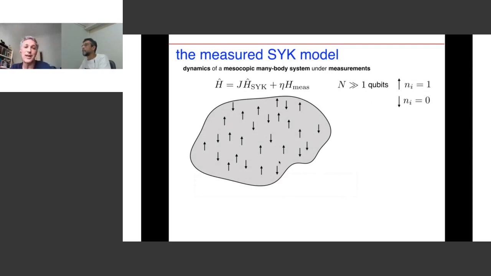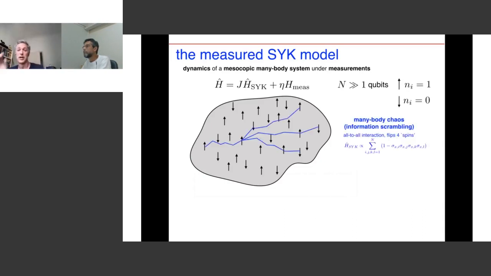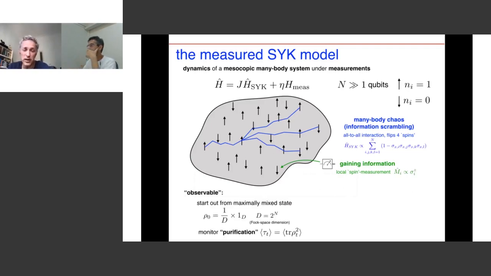So we want to study now the dynamics of this maximally information scrambler in a mesoscopic system, which I argued is given by the SYK model. So we have this information scrambling dynamics, and then we have these measurements which will always gain information and counteract this. And as I said, it's convenient to think about this problem in terms of the spins, where the many-body chaos is induced by the all-to-all spin flips between four spins, and the measurement is the local measurement of the spin, where we gain information.